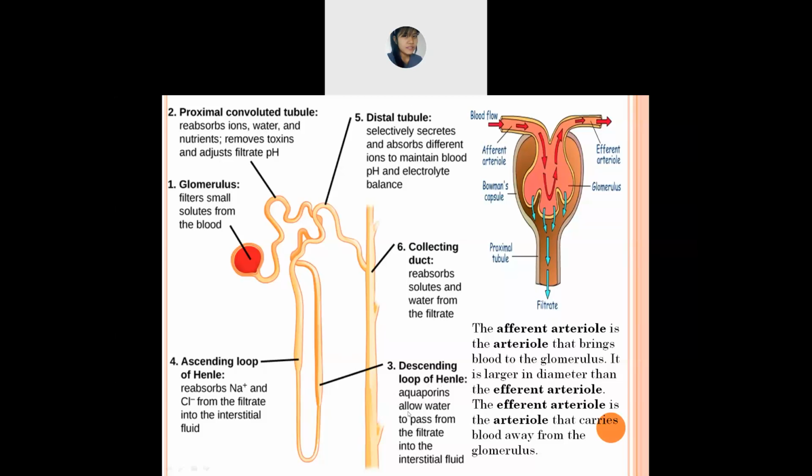So in this descending loop of Henle, water will be able to flow, means the water will be able to get diluted, and it will pass from the filtrate into the interstitial fluid. All the filtrate particles, it will be easy for them to get into the interstitial fluid. Interstitial fluid means a mixture of ions, water, and small solutes.